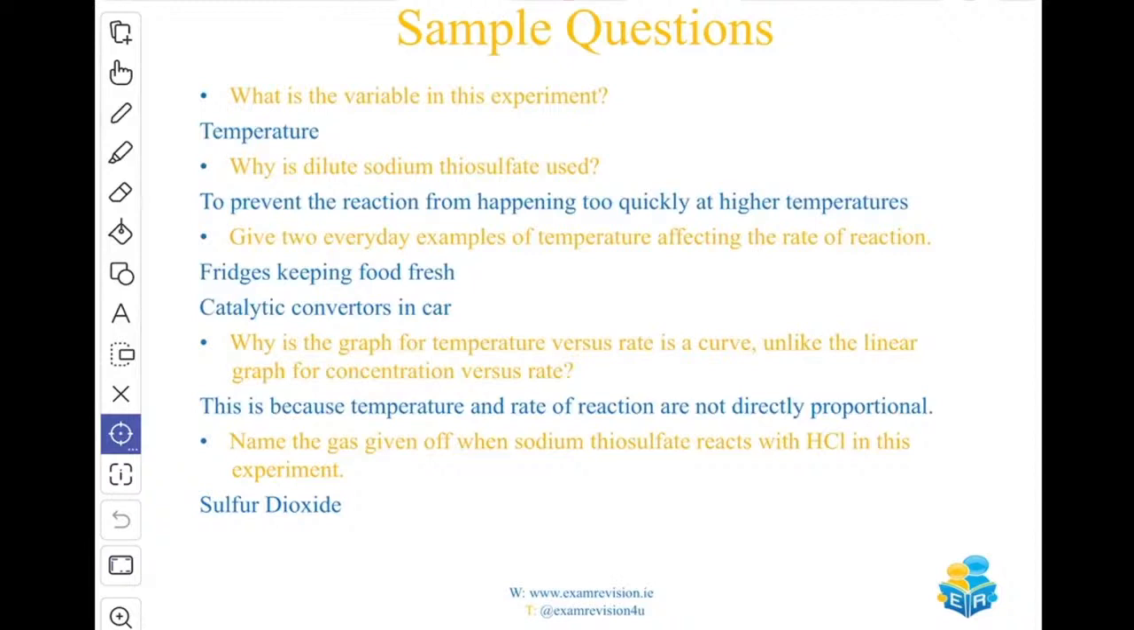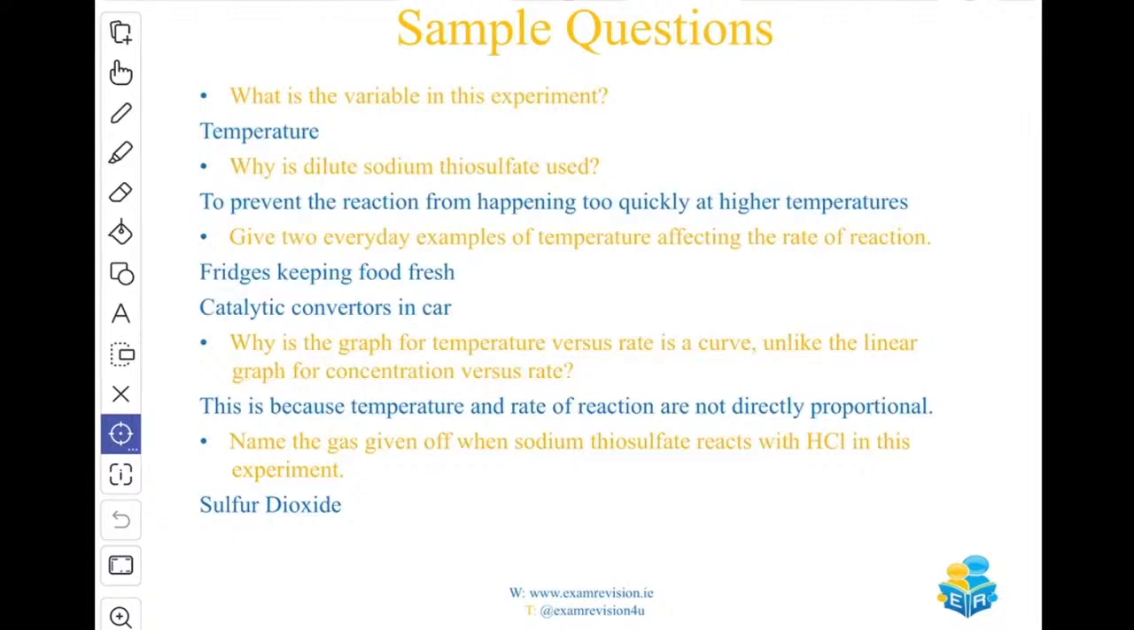It says, why is the graph of temperature versus the rate a curve, unlike the linear graph of concentration versus rate? And this is because temperature and rate are not directly proportional. Okay, they're not proportional. And then it says, name the gas given off when sodium thiosulfate reacts with HCl in this experiment, and the gas is sulfur dioxide. And that would be the same for the concentration experiment.